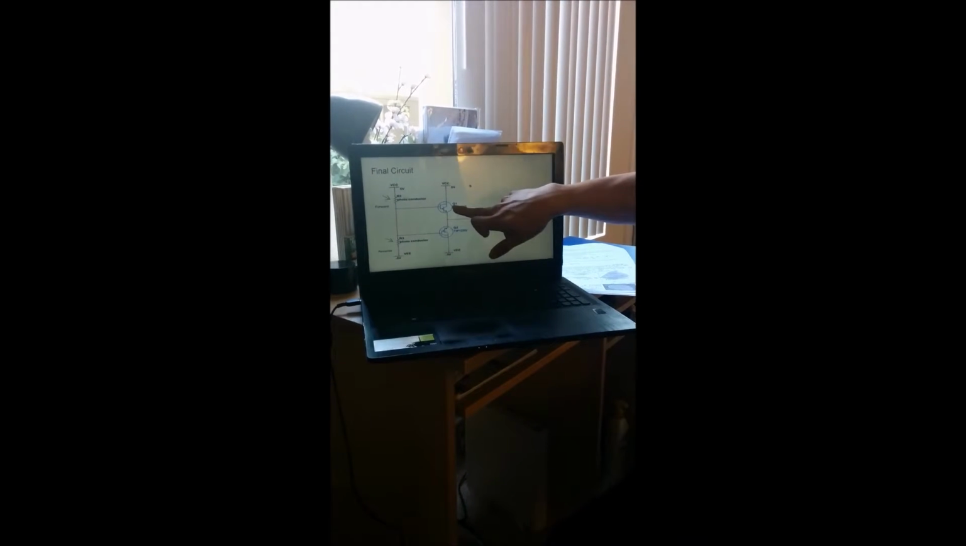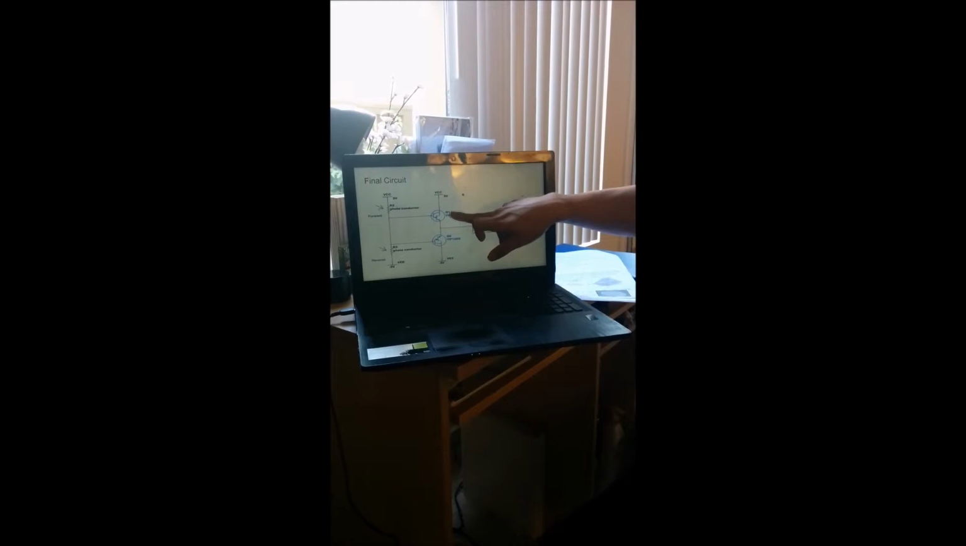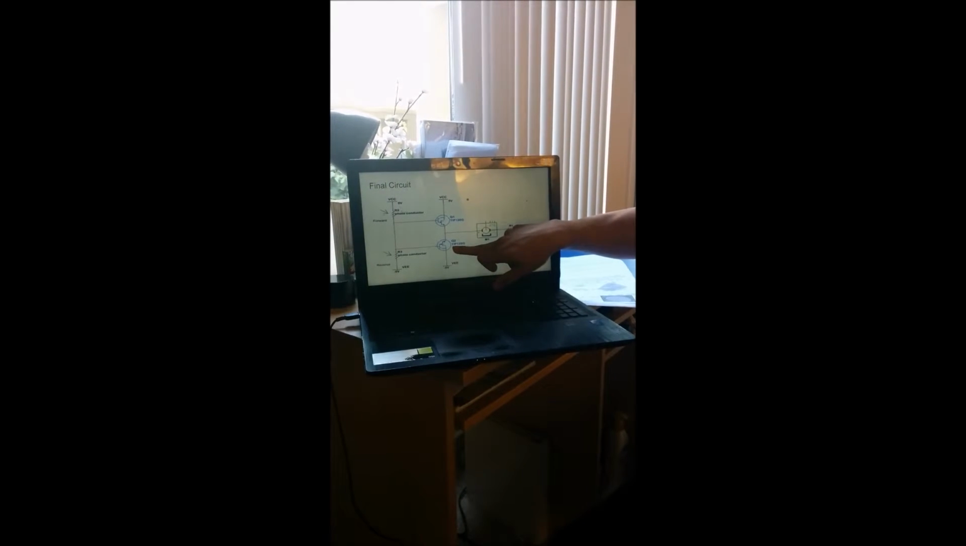Okay, so this is our final schematic for our overall circuit, and the magic behind our circuit lies mainly within our two transistors, as seen here. So our top transistor is an NPN transistor, and our bottom transistor is a PNP transistor. And the main difference between these two is that in an NPN transistor, current flows from the collector to the emitter, and in a PNP transistor, current flows from the emitter to the collector.